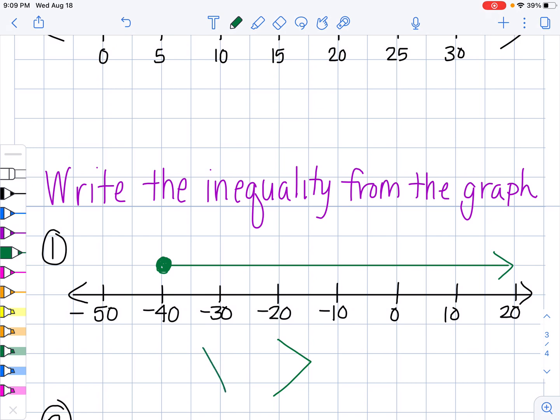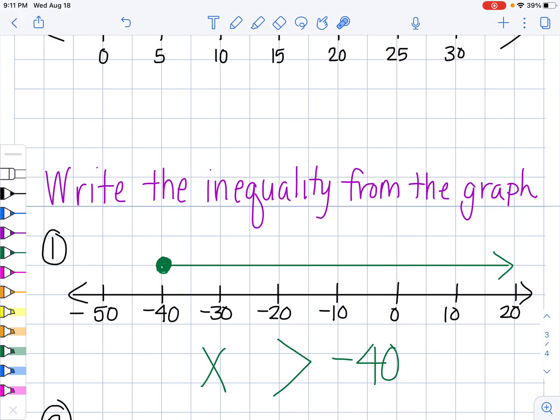My variable is going to be on the left, because if I'm going to use that trick, that's where your variable has to go. And then my number is negative 40. So let's make sure that makes sense. I have x is greater than negative 40. Greater than means bigger, and bigger is always to the right side on the number line. Now, is that correct?